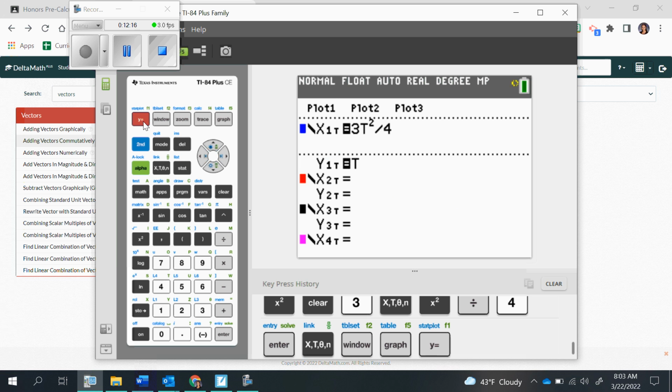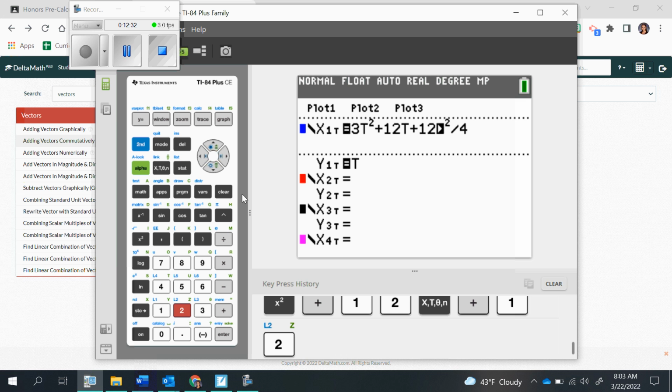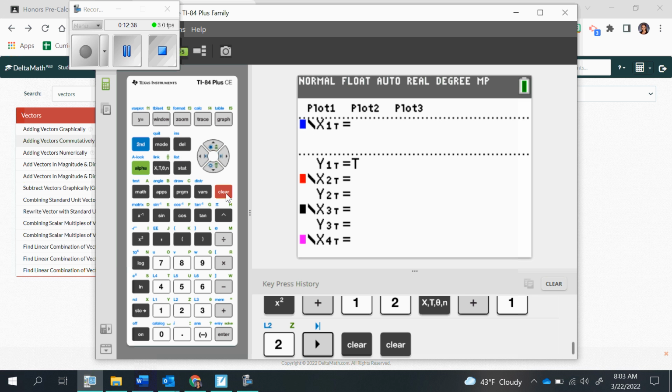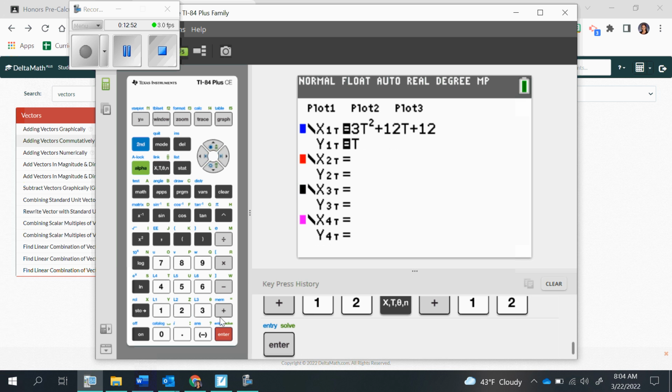Okay, so the next one on here, if we go to plot that one, I'll do this one really quick too. So it says 3t squared plus 12t plus 12. Try that again. 3t squared plus 12t plus 12. Hit enter. And then we're going to put in y. So y is 2t plus 4.